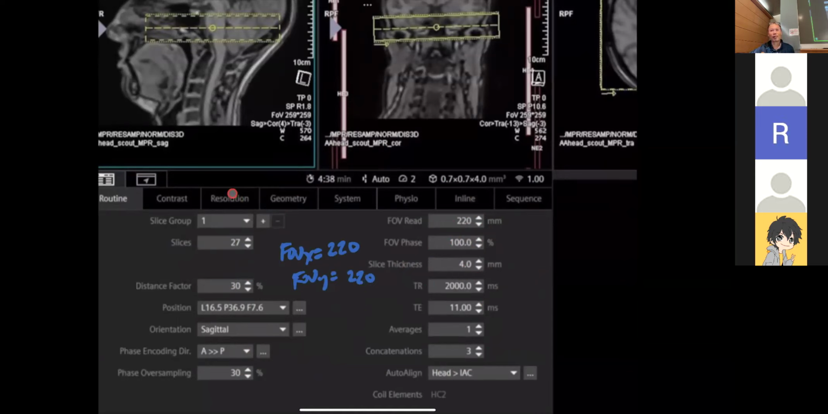Every manufacturer is going to have a different way of doing it. Once you get used to it, you just know, okay, I've got to look here, I've got to look there. If I went to resolution, I would expect it to be either the size of the voxel, I don't remember what Siemens does, or what's called the matrix size. All right. Yes, question.